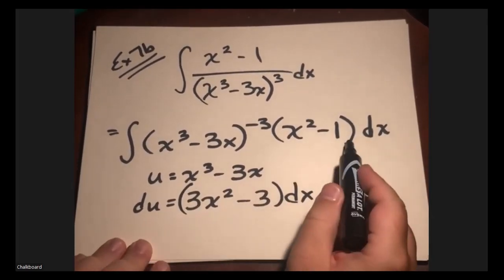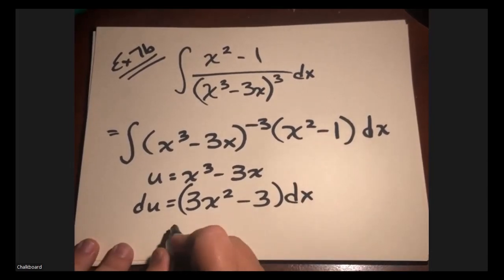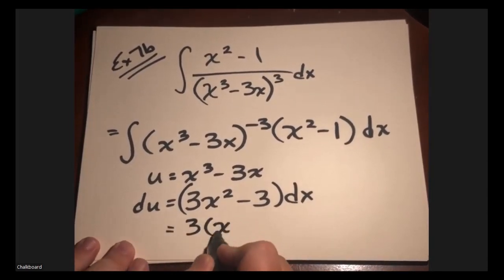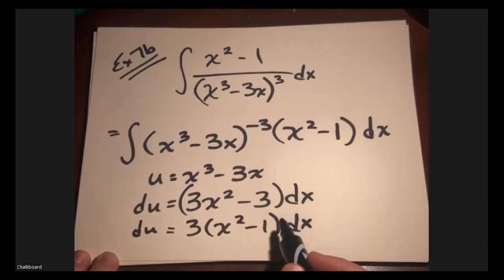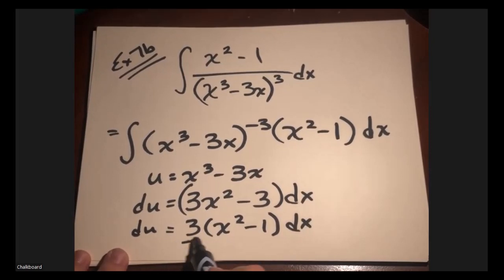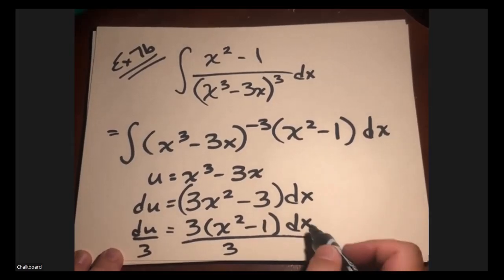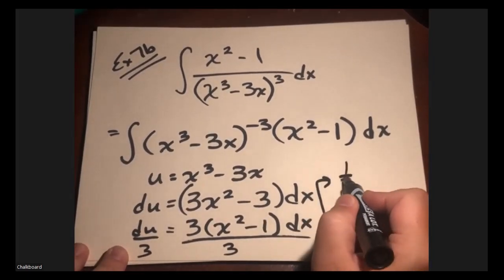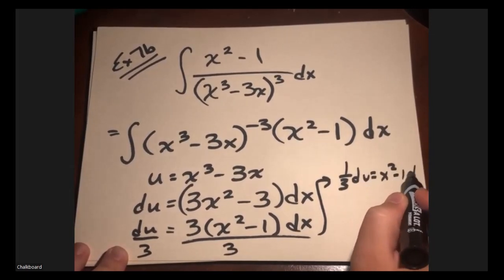Now, this does not look like that. But if I factored it, would it look like that? Yes, it would. Let's factor it. It would be 3 times x squared minus 1. And then to isolate it, I could divide by 3. Which means that now I have evidence that 1/3 du is x squared minus 1 dx.